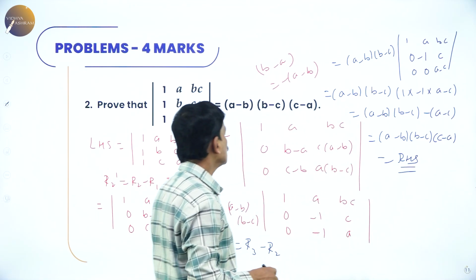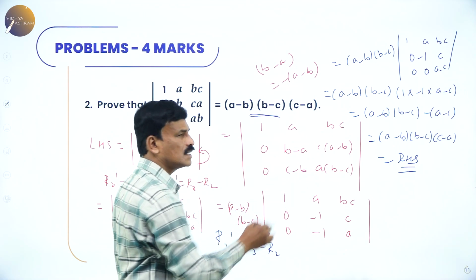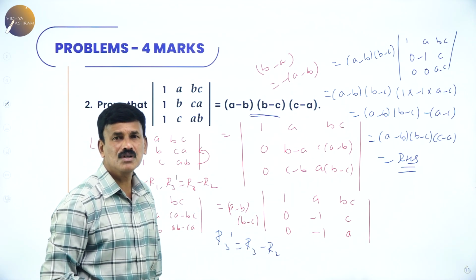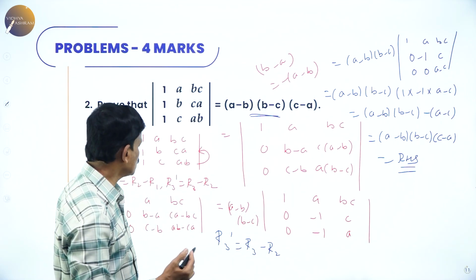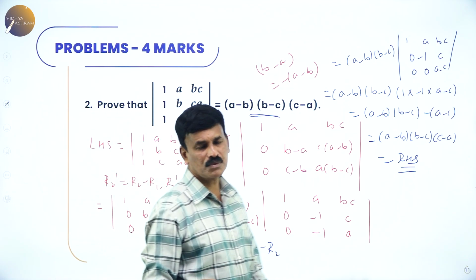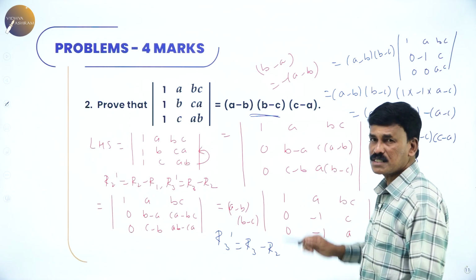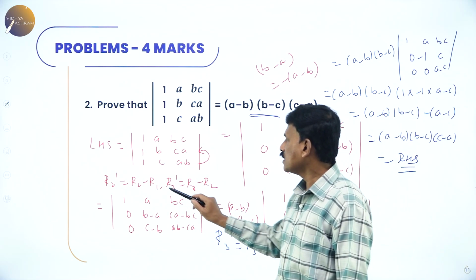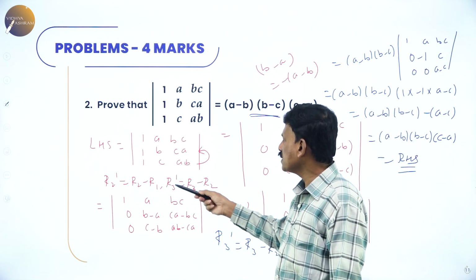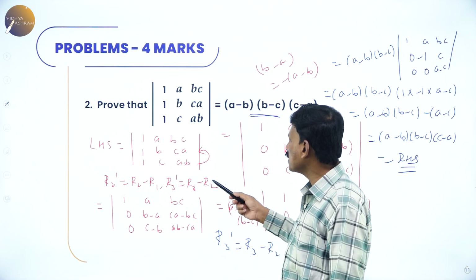So the answer is (a minus b)(b minus c)(c minus a). This is how we are going to simplify. That's it, just a very simple concept. The intention is to convert all the elements below the principal diagonal to zeros. That's all. So take R2 dash is equal to R2 minus R1, and R3 dash is equal to R3 minus R2.